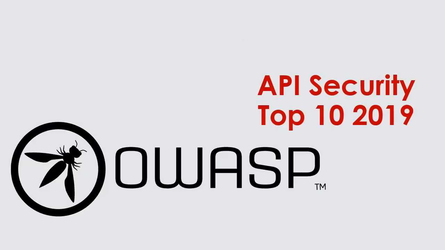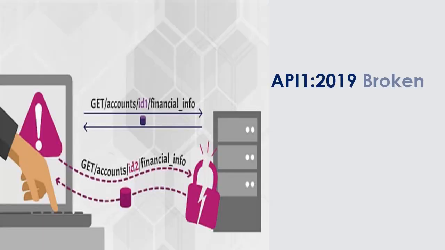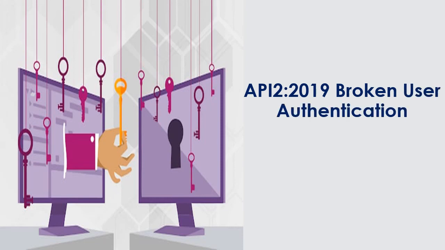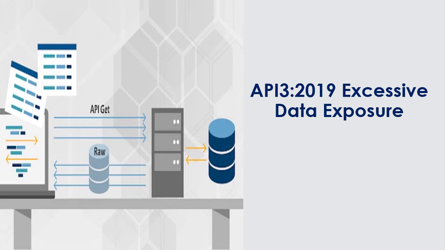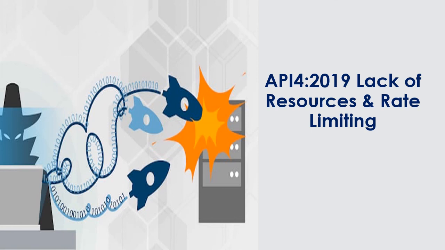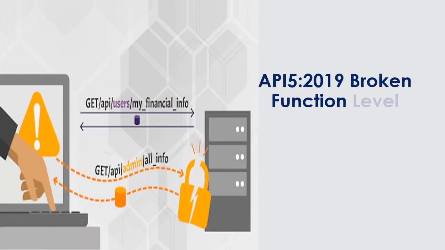API Security Top 10, 2019. API 1, 2019 Broken Object Level Authorization. API 2, 2019 Broken User Authentication. API 3, 2019 Excessive Data Exposure. API 4, 2019 Lack of Resources and Rate Limiting. API 5, 2019 Broken Function Level Authorization.